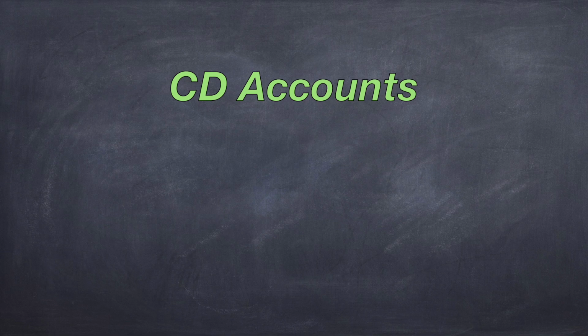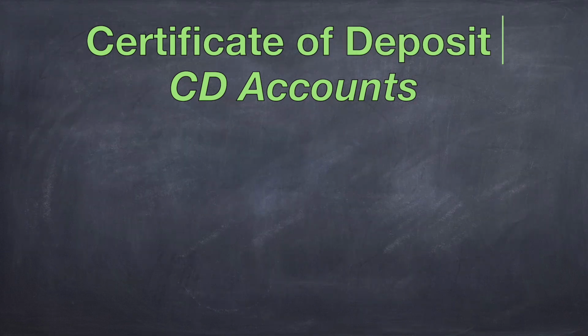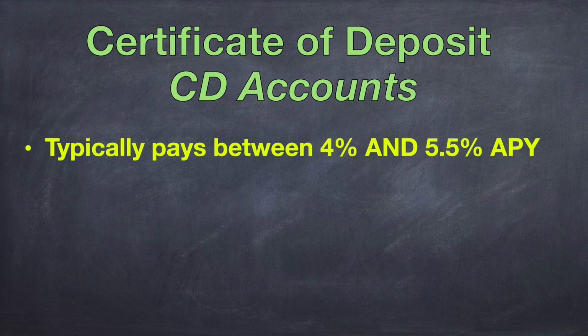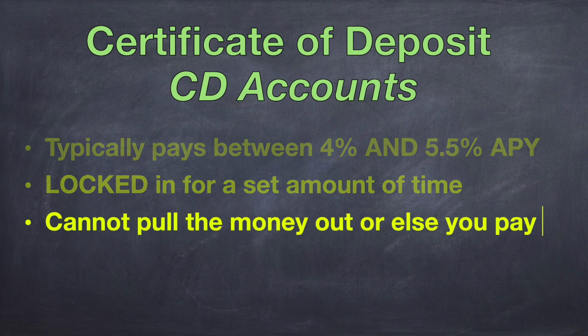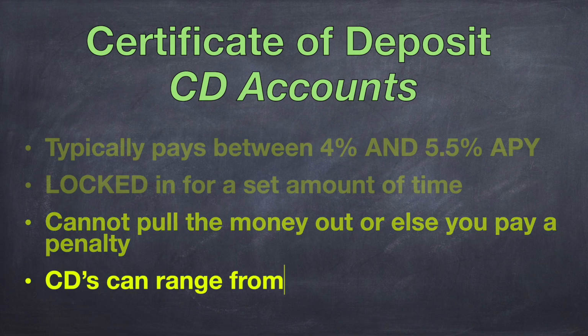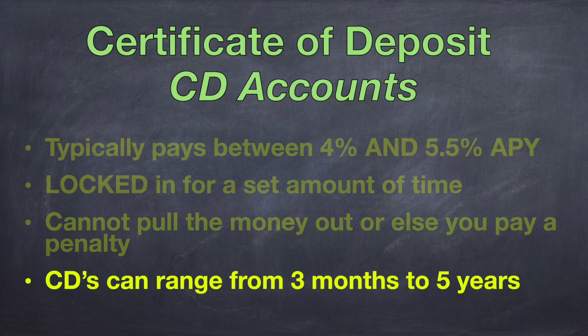So a CD account, also known as a certificate of deposit account, typically pays roughly between 4 and 5.5% APY, and these are locked in for a set amount of time. That is the catch with these, that you cannot pull out the money or else you'll pay a penalty. And the length of these can range from 3 months to 5 years, anywhere in between.